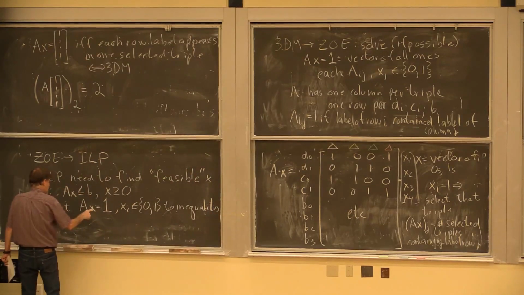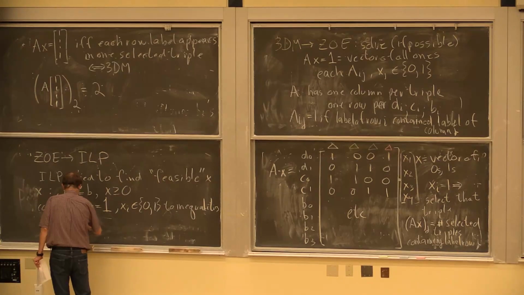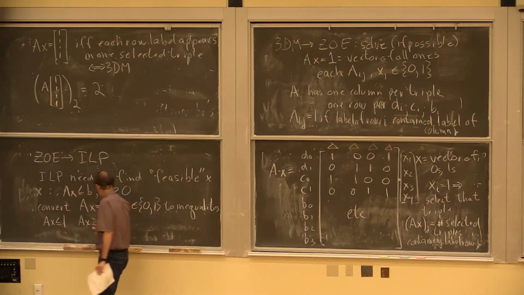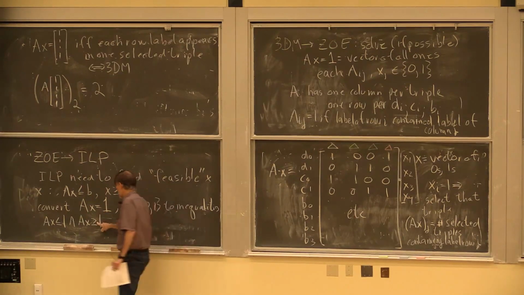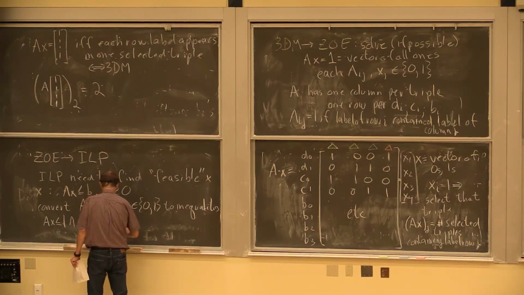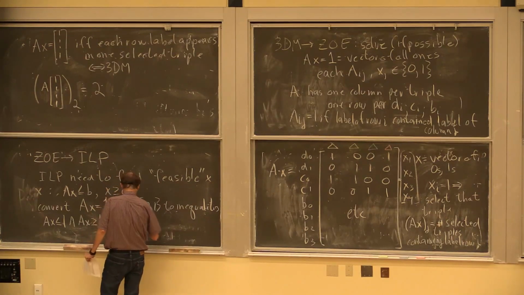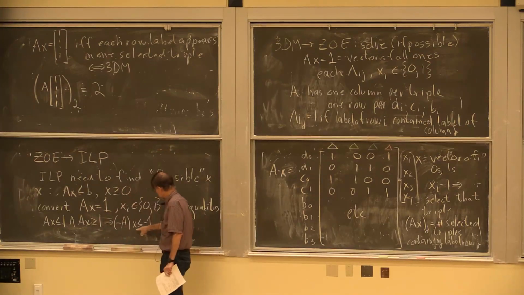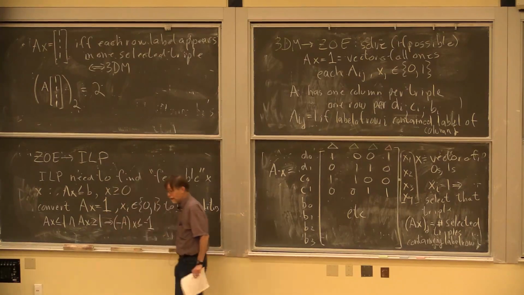So what I want is that ax is less than or equal to 1, and ax is greater than or equal to 1. That will certainly guarantee that ax equals 1, but the inequality is going in the wrong direction, so I just multiply by minus 1. So now I just have added these inequalities, and now that's the same as guaranteeing this.